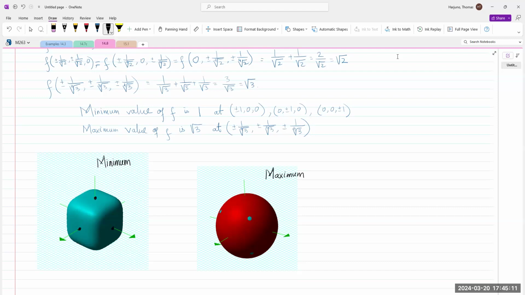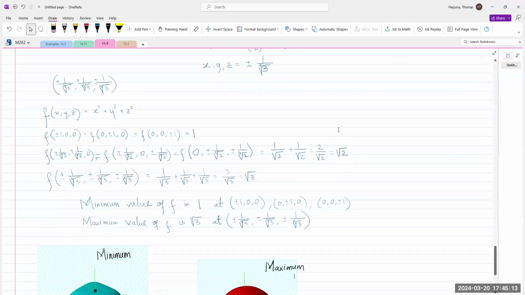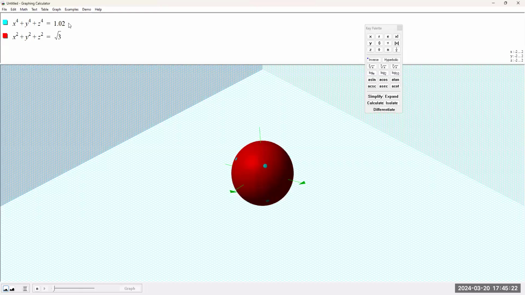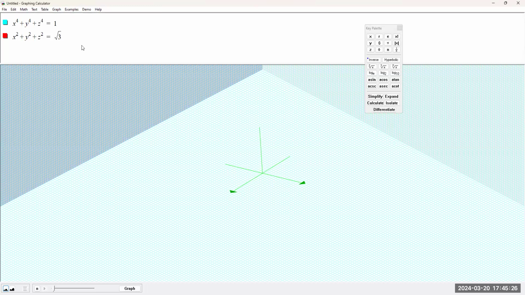Okay, now the question is, what is the significance of this radical 2 times? Let's take a look. What does it mean? What we know is when it were radical 2 means the gradients are equal, right? The gradients are parallel. The gradient of the sphere and the gradient of the cube are parallel.